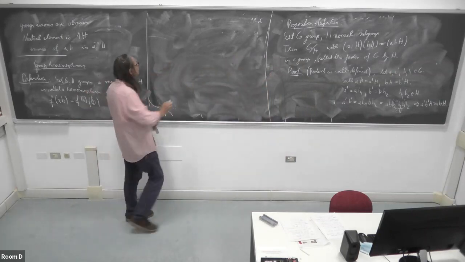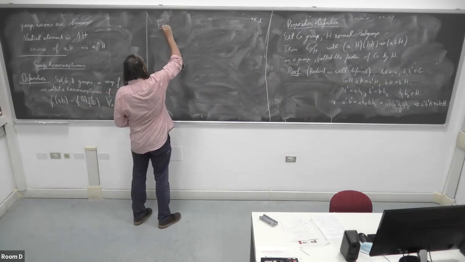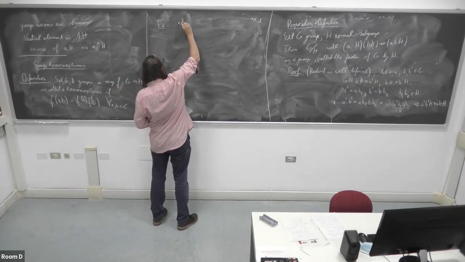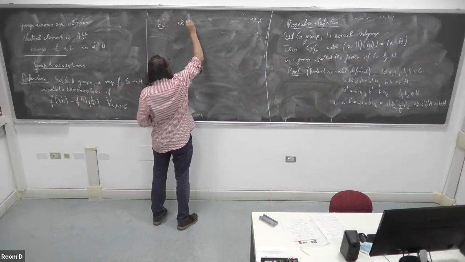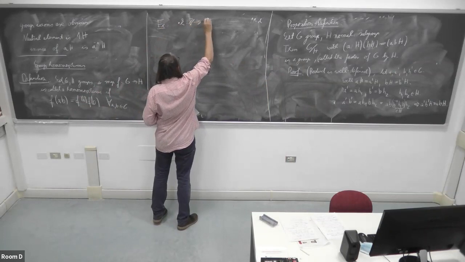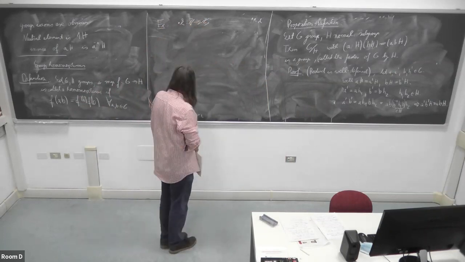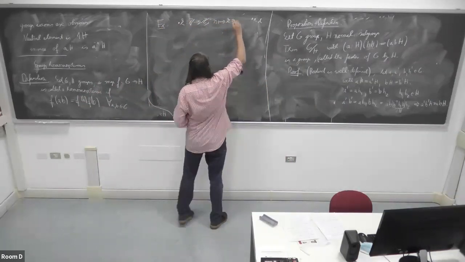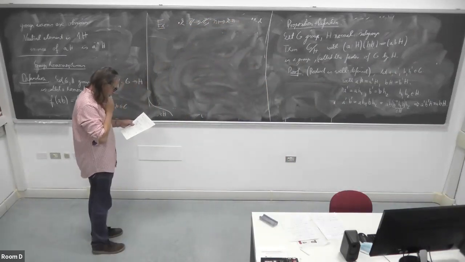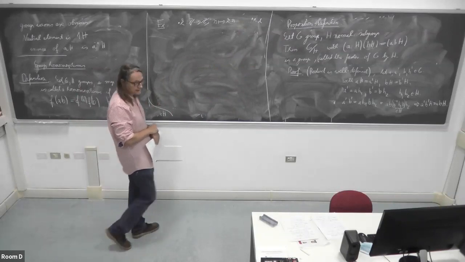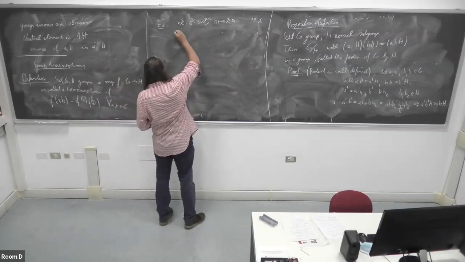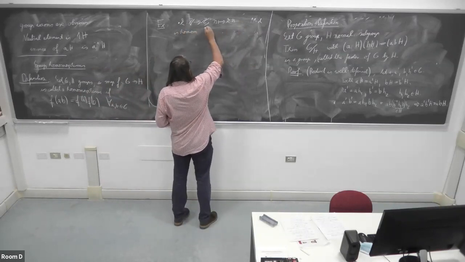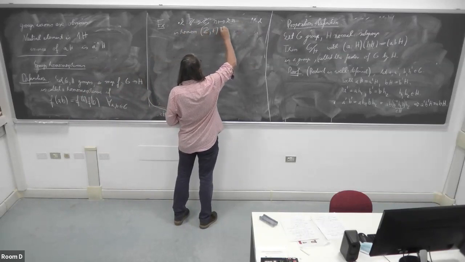Okay, so for instance, we have the multiplication by k from Z to Z, which sends a number n to k times n. This is a homomorphism of Z to itself.